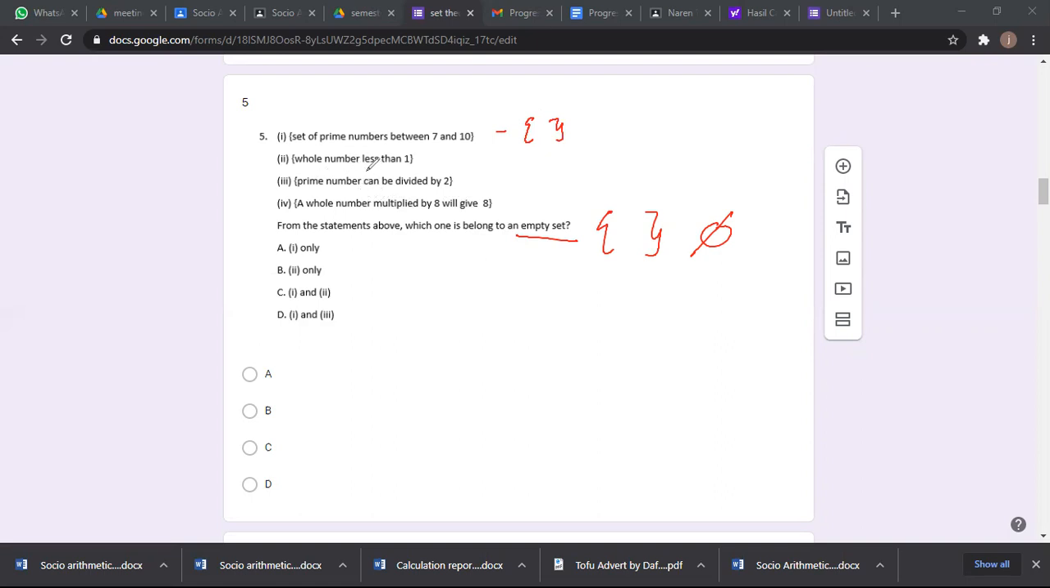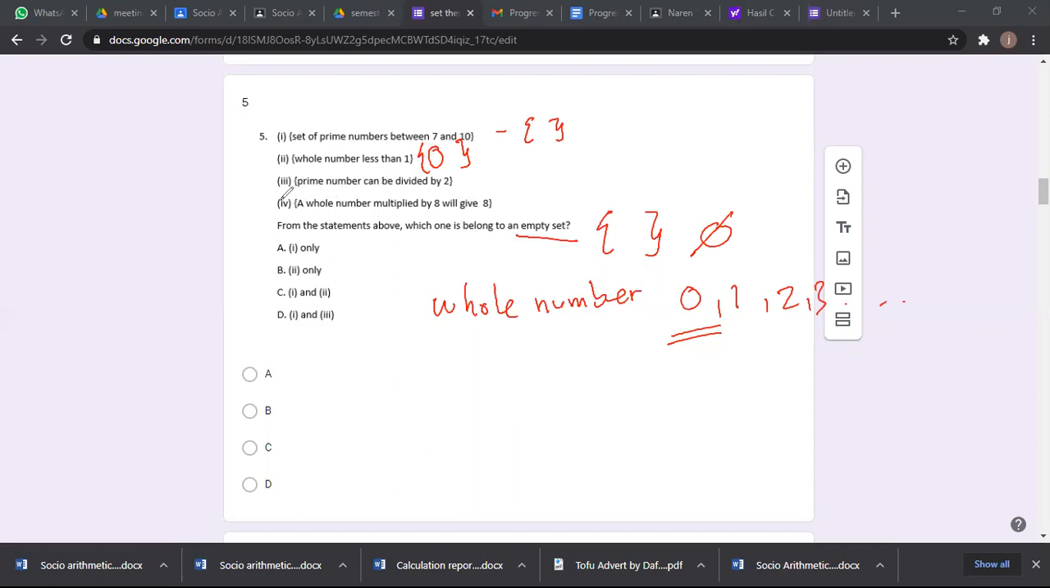The whole numbers less than 1. Do you know about the whole numbers? I think we already learned about them in semester 1, because the whole numbers start with 0, 1, 2, 3, and so on. This is the point: they start with 0. So the whole number less than 1 is an element, that is 0. So it has one element, so that is not an empty set.